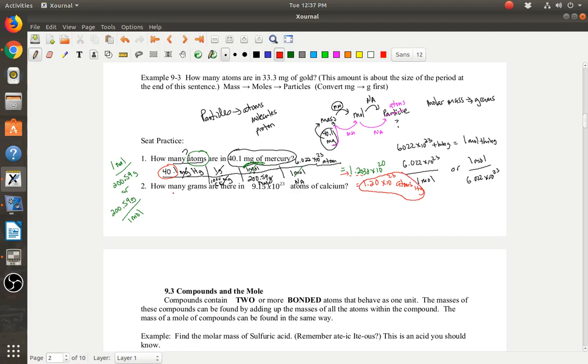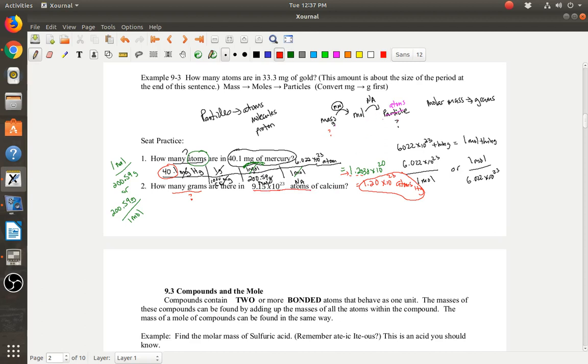All right, let's do this next one. How many grams? So the question now is mass. So I'm going to erase this portion right here so that we can figure out where we're going to go this time. And this is a good exercise for you to do to work out the pathway. So how many grams, we're going here, are in 9.15 times 10 to the 23rd atoms of calcium.